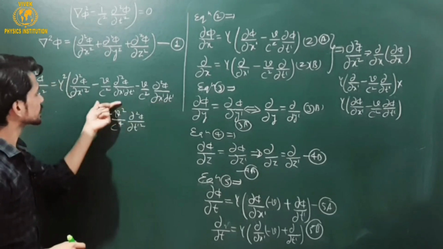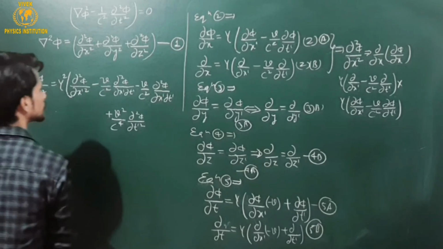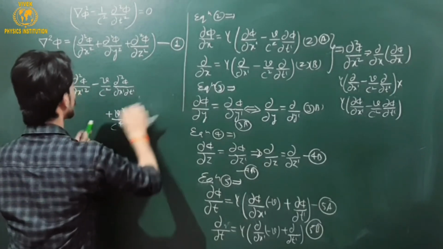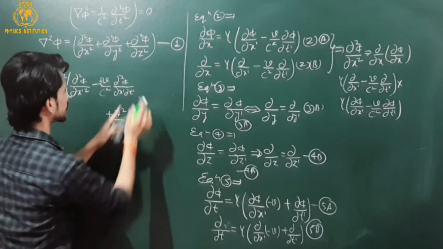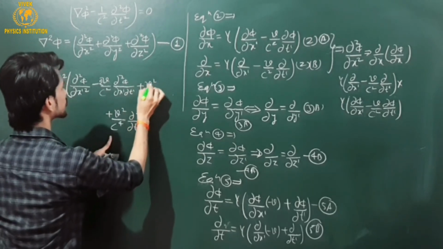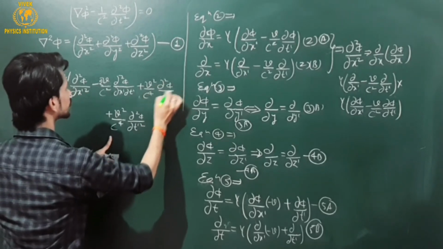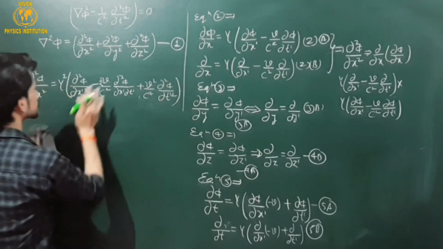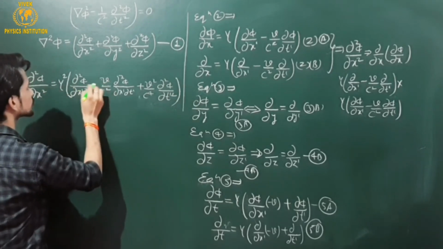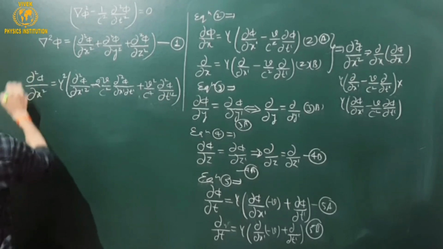Now these two factors are the same, so they can be written as twice one factor. So I am writing twice of one factor. This is 2 here, and I am writing this factor here. This is plus v² over c⁴ and ∂²φ/∂t'². This is 2 here, just remember. So this is the value of ∂²φ/∂x².